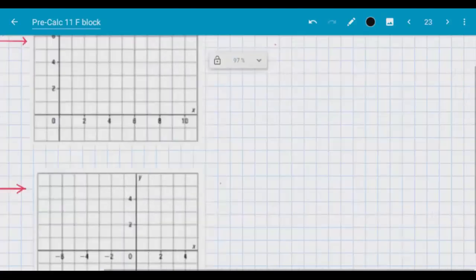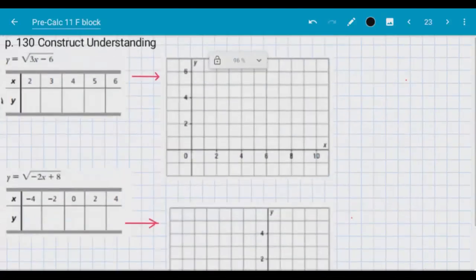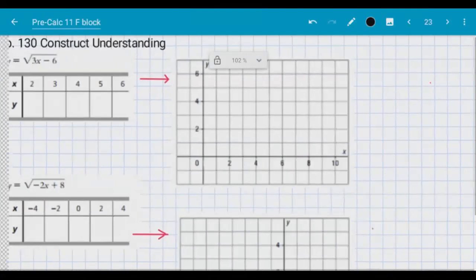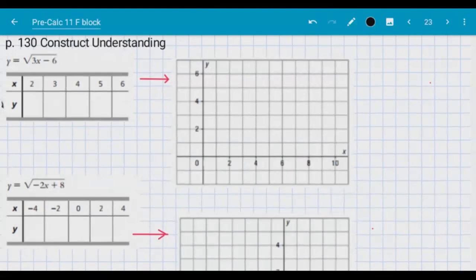I have the two radicals here. It wants you to first create a table of values for the first one right here, and then graph it over here, and then use that graph to solve the equation. Okay? Now, I will just quickly give you the numbers. You can try it yourself.